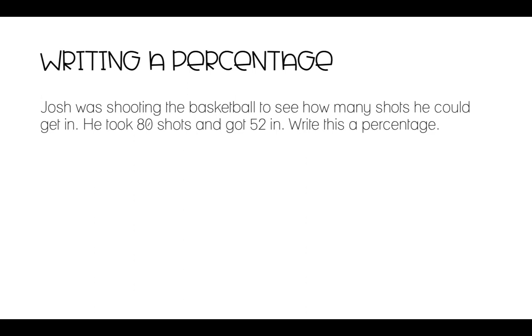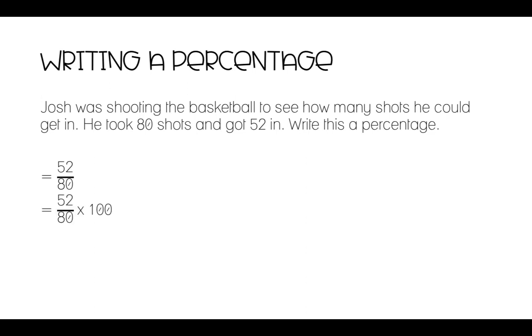So Josh was shooting the basketball to see how many shots he could get in. He took 80 shots at the ring and got 52 in. Let's write this as a percentage. The first thing we're going to do is write a fraction: what he got out of how many he could have got in total. He could have got 80 shots in, but he only got 52. So we write it as 52 over 80.